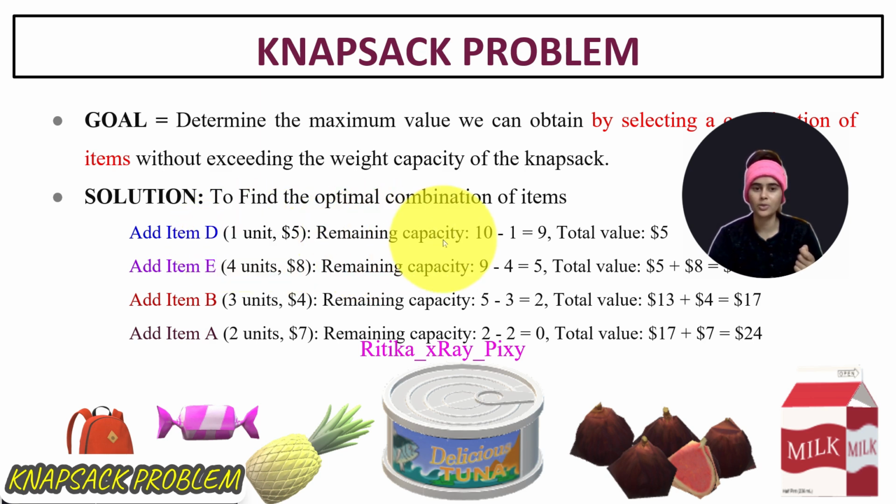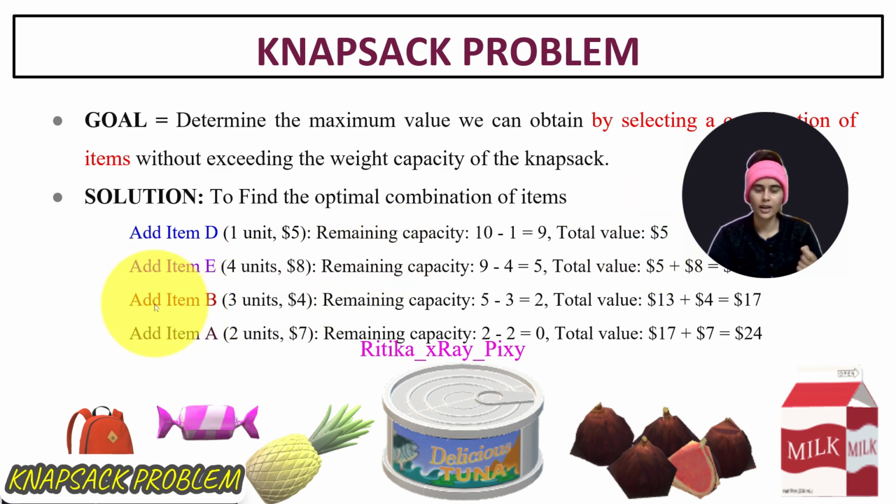Now we have 1 unit added in the knapsack. Remaining capacity left 10 minus 1, that is 9. In total value we have 5. Next we added item E. For this, weight we have 4 units and value 8. So now remaining capacity we have 9 minus 4, 5. Total value is, in this value we will add 8.